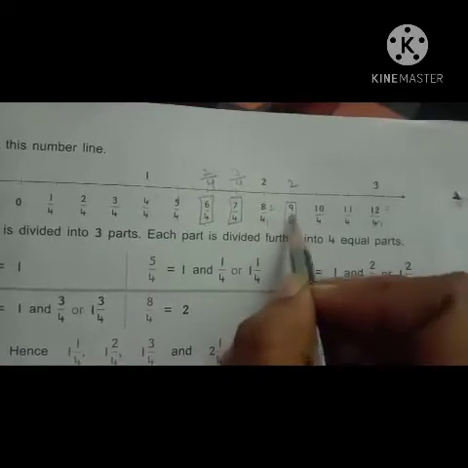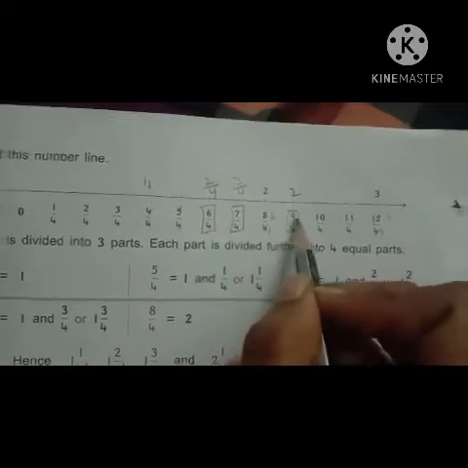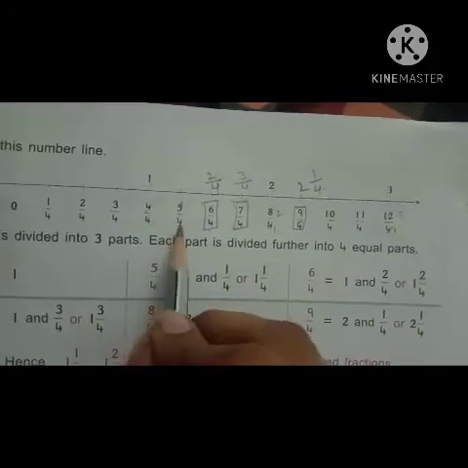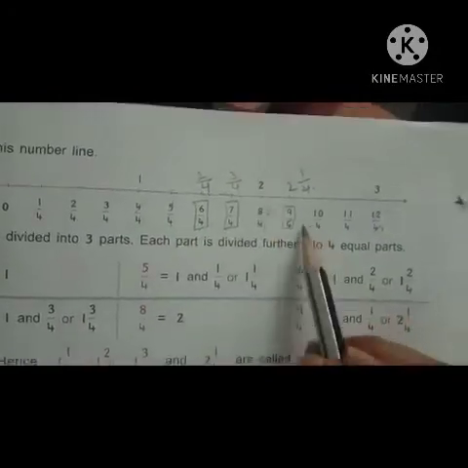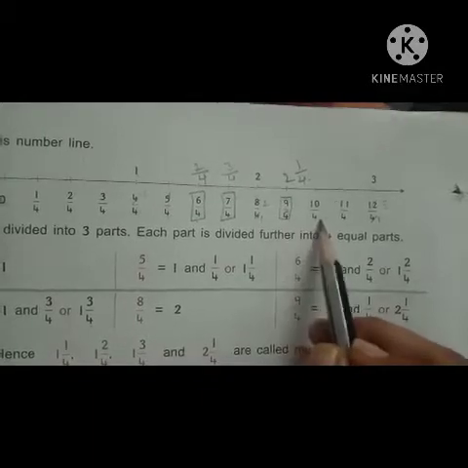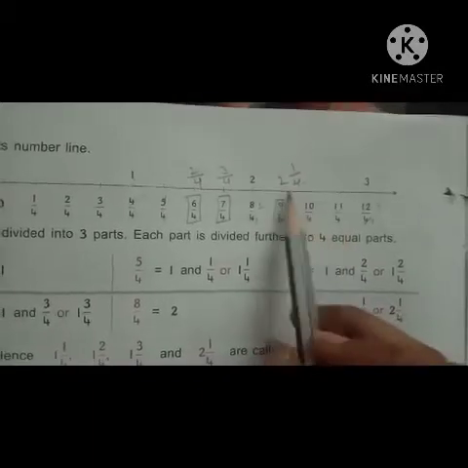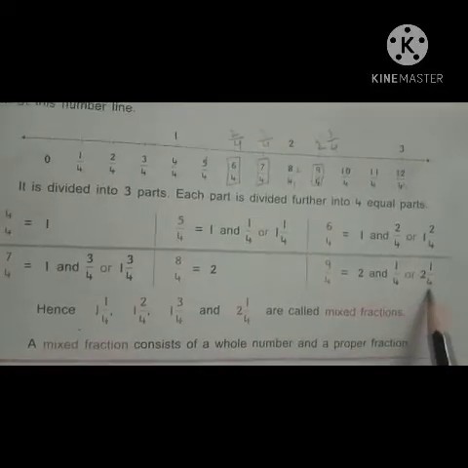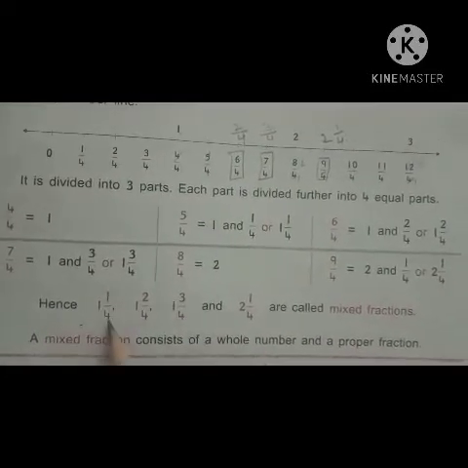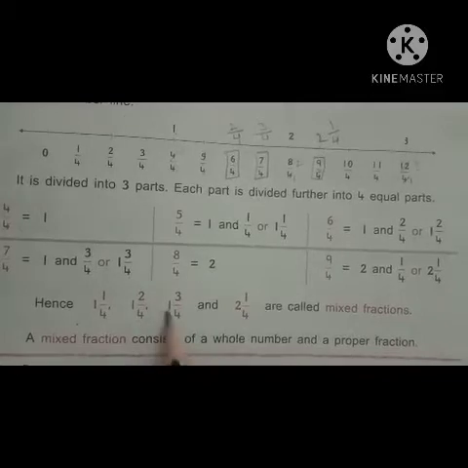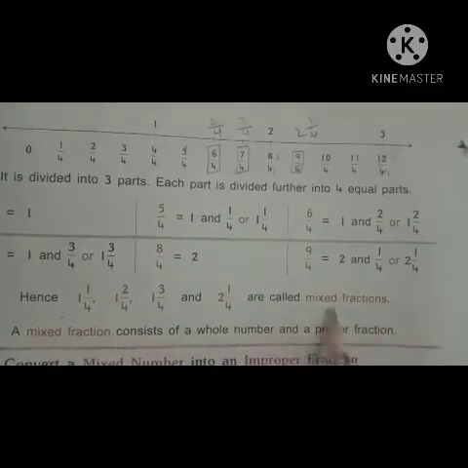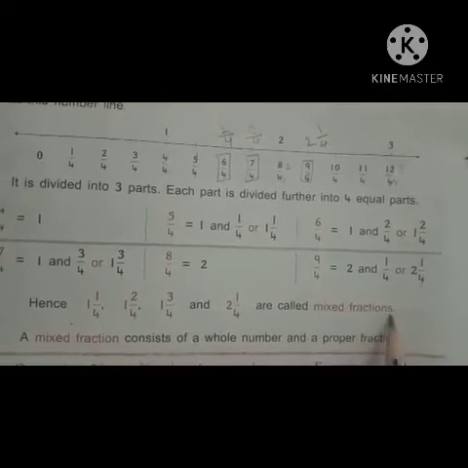And this number is there, no? 9x4. This number belongs to 1x4. Here how will we write? 1x4, 2x4, 3x4, no? Like that also here we have to write 1x4, 2x4, 3x4. So here 2, 1x4. Okay children? Hence 1, 1x4; 1, 2x4; 1, 3x4; and 2, 1x4 are called mixed numbers, mixed fractions.